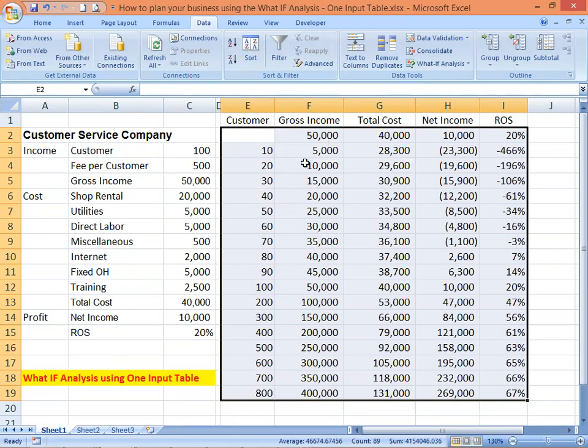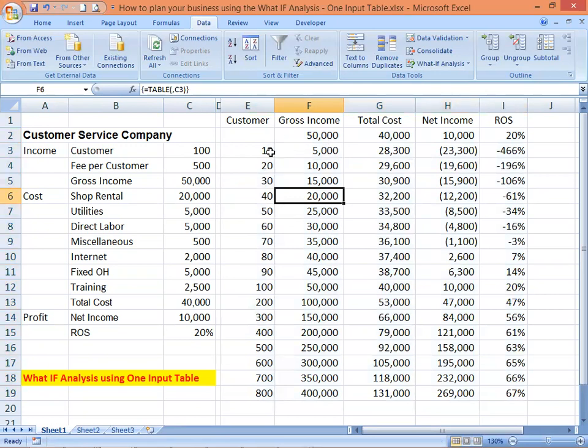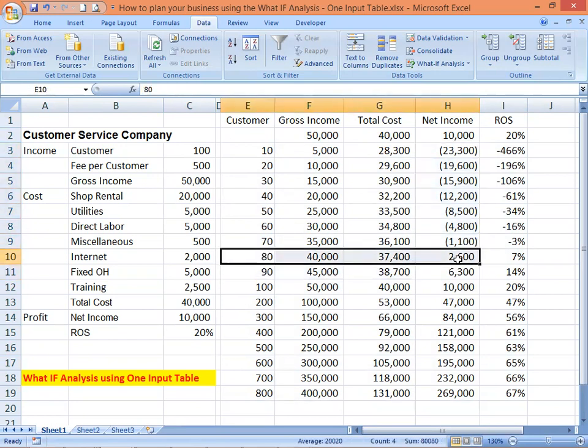So what the analysis table shows you is that there are a number of customers here that will give you a negative result, negative net income. Starting from 80 customers, you're starting to have a positive result of net income, meaning you are now starting to earn money from 80 customers. So that's not actually lots of customers. You're talking about one month performance, 80 customers. This is not too many customers in one month. This is just a few customers that you're going to serve.